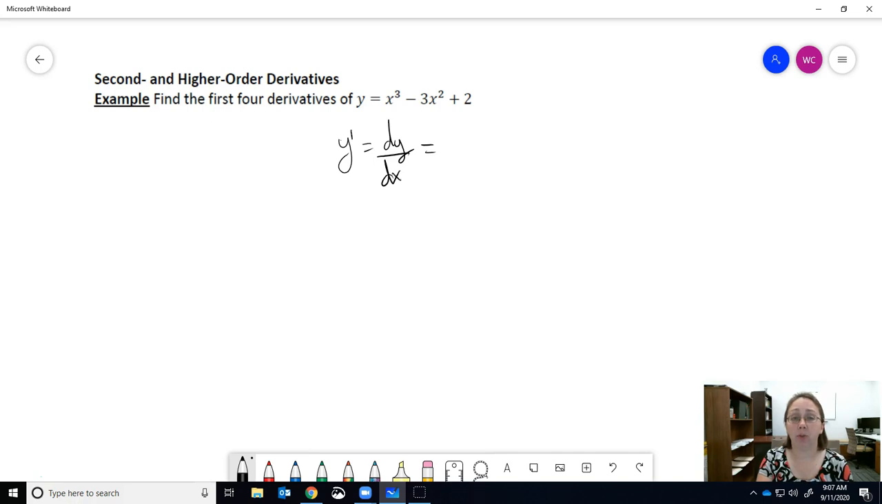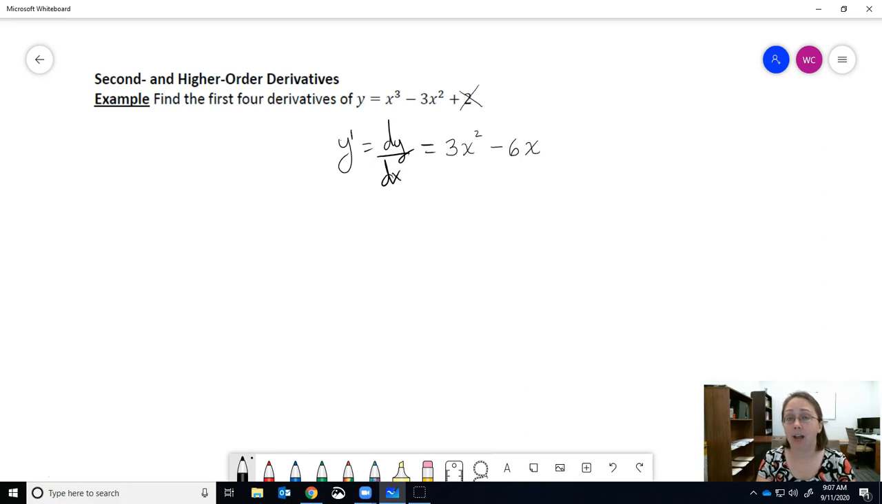Alright, so the first one, power rule says power down, 1 power less. Good job. Minus power down, so I'm going to multiply the 2 times the 3 and get 6 with x to 1 power less. And the derivative of a constant, well, the constant goes to 0, so it's gone. There's your first derivative. That's what we've done so far.